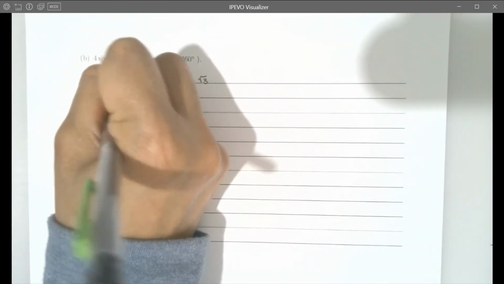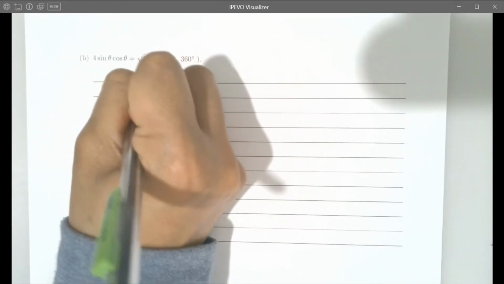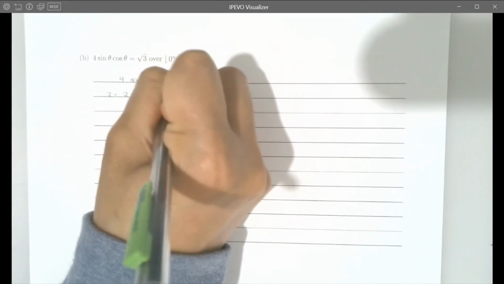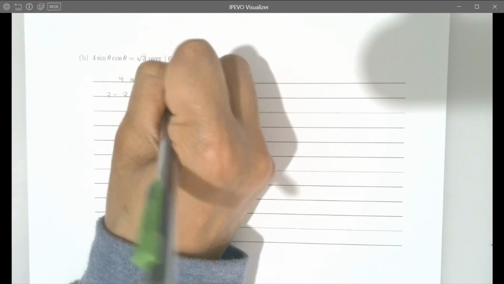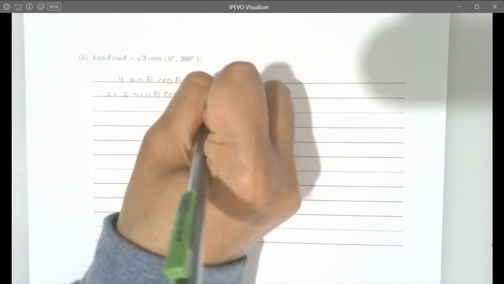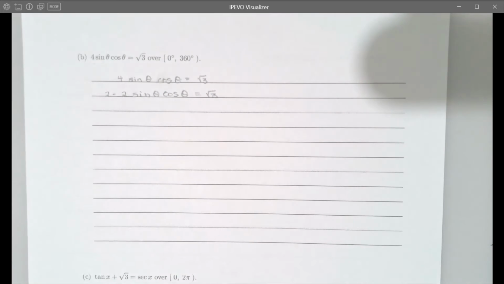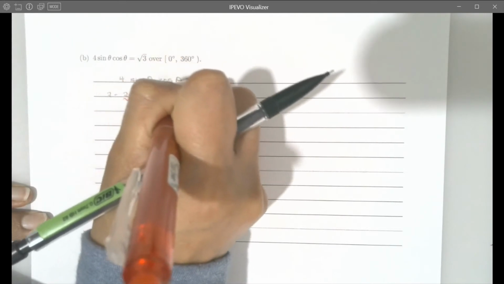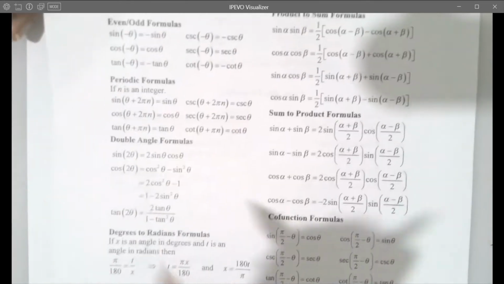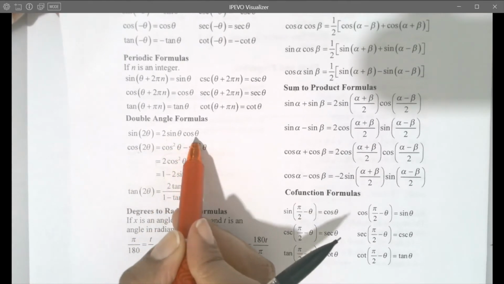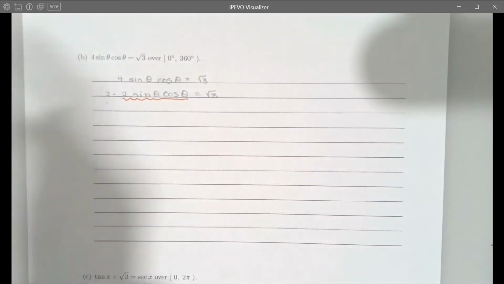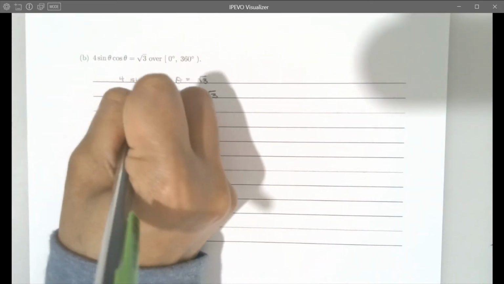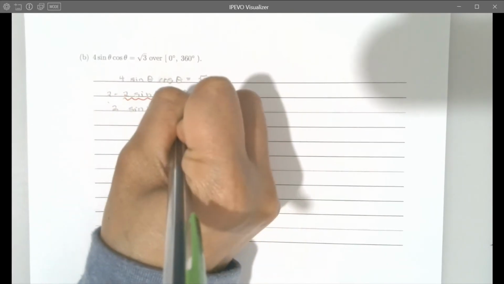And to do so, I'm actually going to factor out a 2 from the 4 so that we have 2 times sine theta times cosine theta, and I've accidentally written sine twice here instead of sine cosine, is equal to square root of 3. And the reason why I'm doing that is because this 2 sine theta cosine theta is actually sine of 2 theta by the double angle formula, right? We have this part, 2 sine theta cosine theta, that should be equal to sine of 2 theta. So this is 2 times sine of 2 theta is equal to square root of 3.